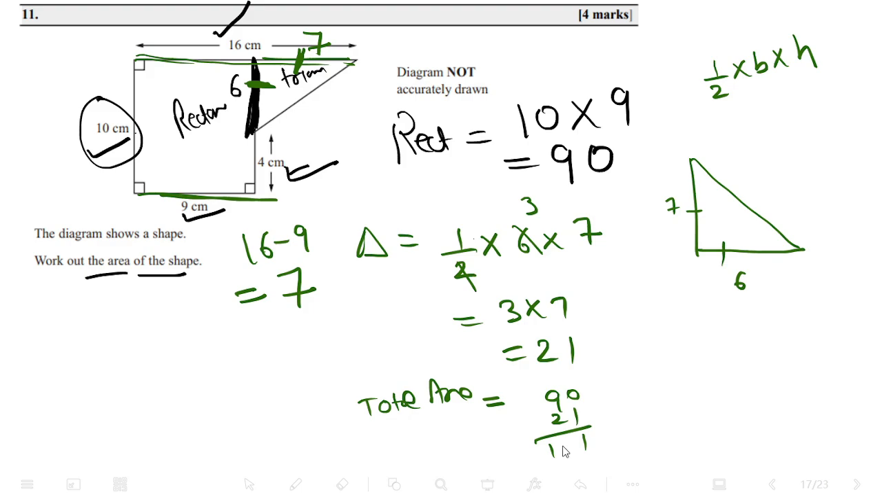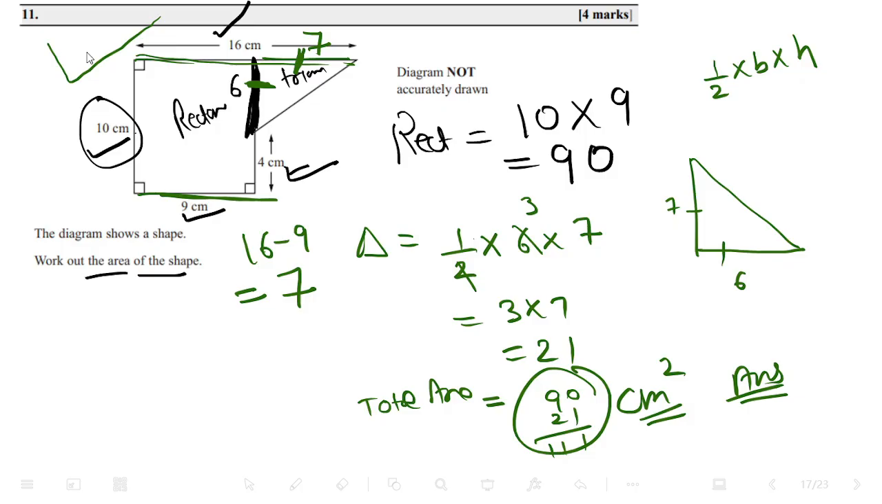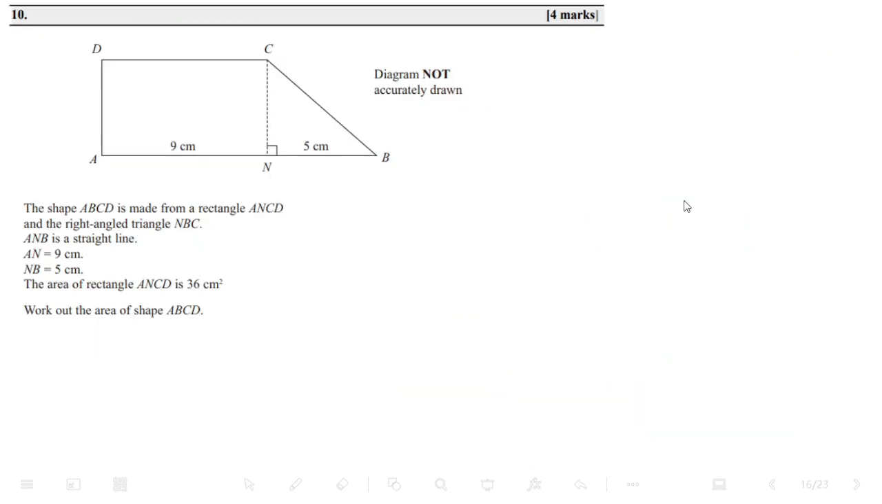So this is 111 centimeters squared, because we are talking about the area. I hope you got this idea. Now they can recreate this question in many ways, right? There are many different possibilities, but the concept will be similar. Okay, great. Can we go to the next question? Okay, we are coming to question number 10.